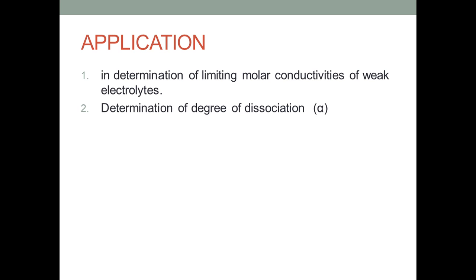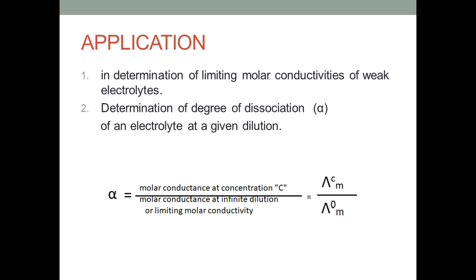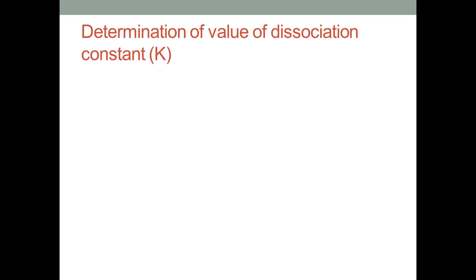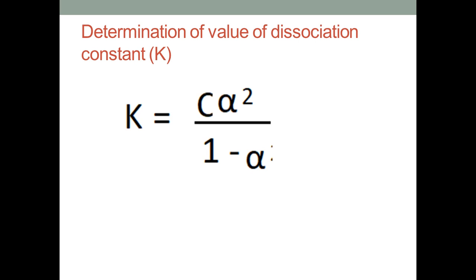Now it also determines the degree of dissociation, that is alpha, and we can also calculate the dissociation constant, that is K. Yes, we can determine the value of dissociation constant K by using this formula. Going by this formula, first we have to calculate alpha. C is the concentration, which must be in mole per liter. Alpha is the degree of dissociation.